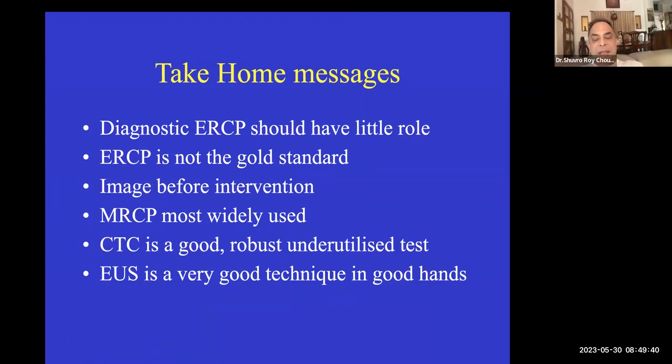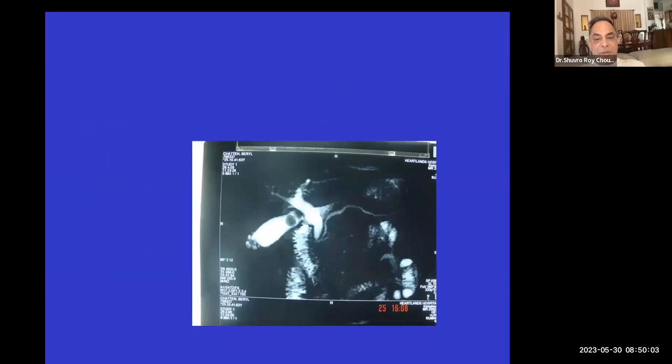Regarding this part, I will just take 5 more minutes of your time. The take-home messages from this part: diagnostic ERCP should have little role. ERCP is not the gold standard. We must image before intervening. MRCP is very widely used. Forget about CTC. EUS in good hands is a very good technique and probably the true gold standard. So thank you very much.